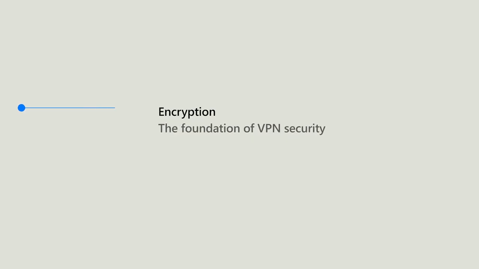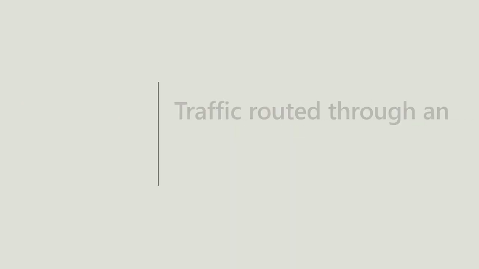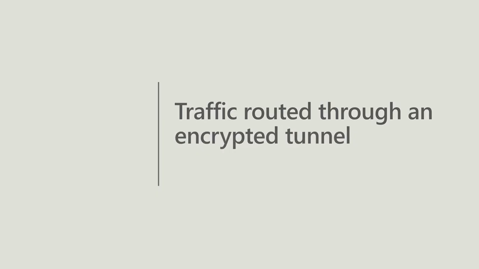The first thing you should know is that at the core of a VPN's operation lies encryption. Encryption is a process that scrambles data so that only authorized parties can access it. By now you know when you connect to a VPN server, your device establishes a secure encrypted tunnel with that server. All your internet traffic is routed through this tunnel, protecting it from hackers and potential eavesdroppers.